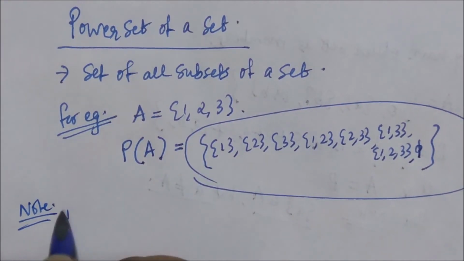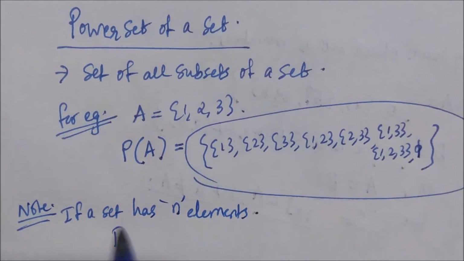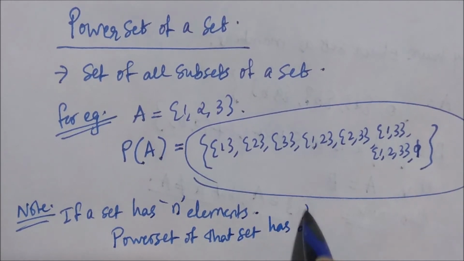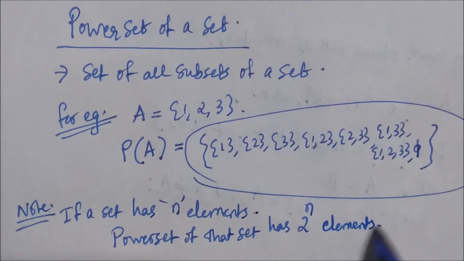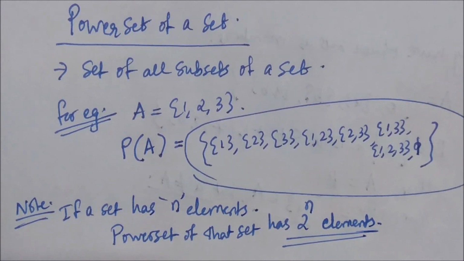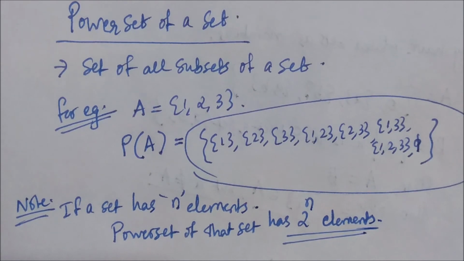Now one thing to note is that if a set has n elements, the number of subsets that set has is exactly 2 raised to n. And so the power set of that set has 2 raised to n elements. That's one thing we need to note down. We have not proved it. We will prove it using the counting methods that we'll see later on in our course. Alright, we have just stated it but have not proved it. We will prove it in the later part.